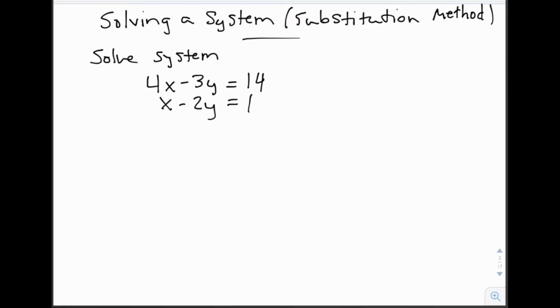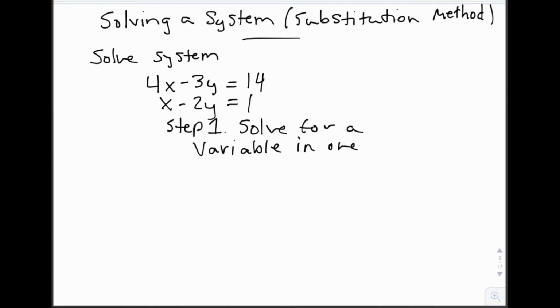So step number 1, what we want to do is solve for a variable in one of the equations. And the reason we want to do this is so that we have something to substitute into the other equation. So let's go ahead and look at x minus 2y is equal to 1 and try to solve it for x, because this would be very convenient.